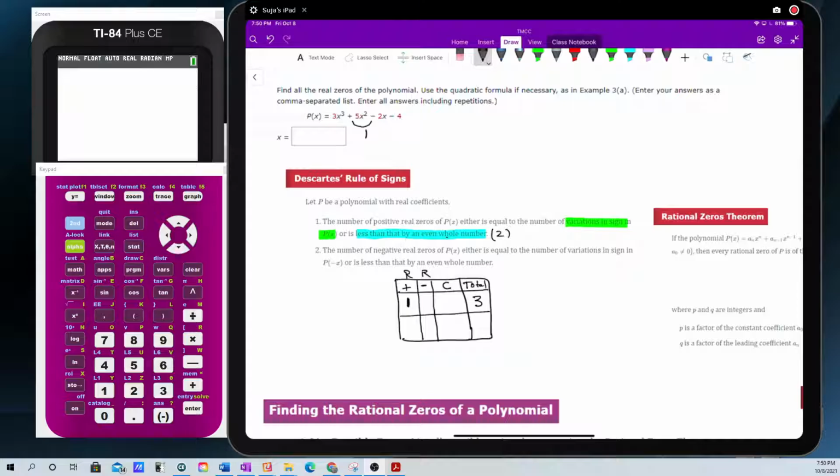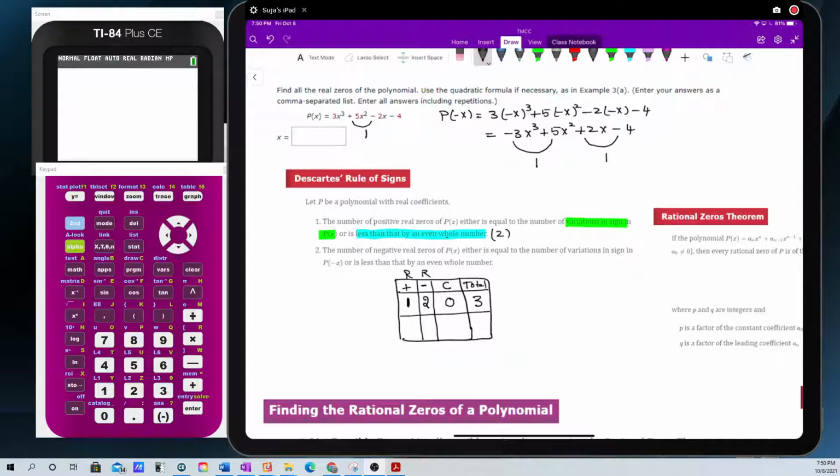For negative, first I need to find the value of the function when x is negative x: 3 times negative x the whole cubed, plus 5 times negative x the whole squared, minus 2 times negative x, minus 4. This would be negative 3x cubed plus 5x squared plus 2x minus 4. Here I see one sign change, and another sign change here, two. So the number of negative zeros is 2. Here complex has to be 0 because the total has to be 3.